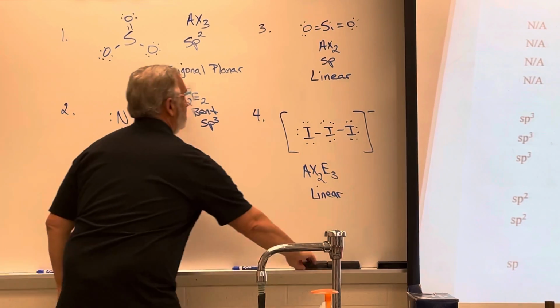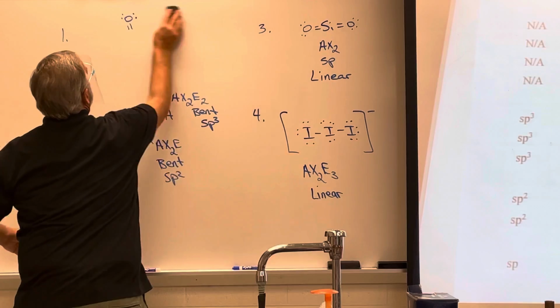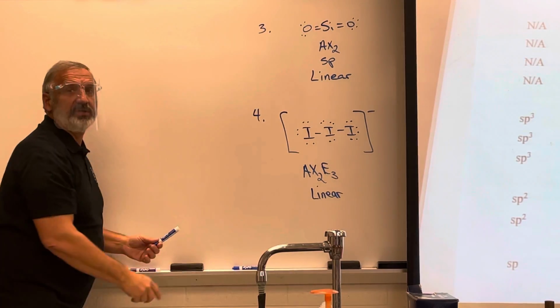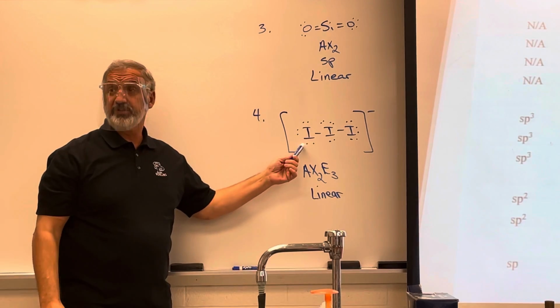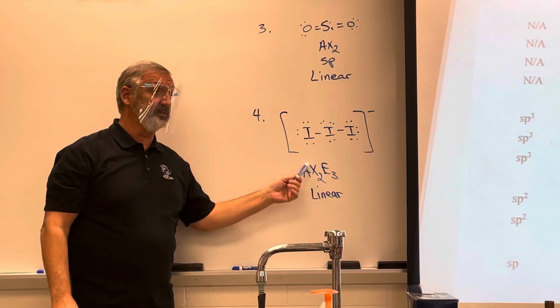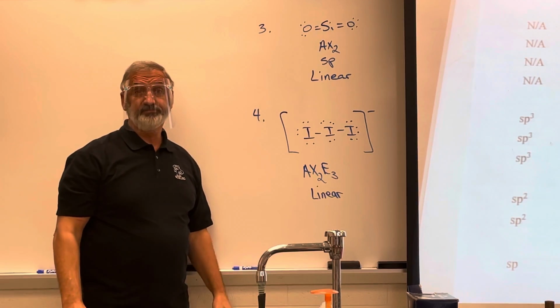All right, 2 more, and then I'm going to let you go. Are y'all seeing how to do this? Can you see how it's very important that you draw the Lewis dot structure right? If you don't have the right Lewis dot structure, everything else is going to fall off the wagon.